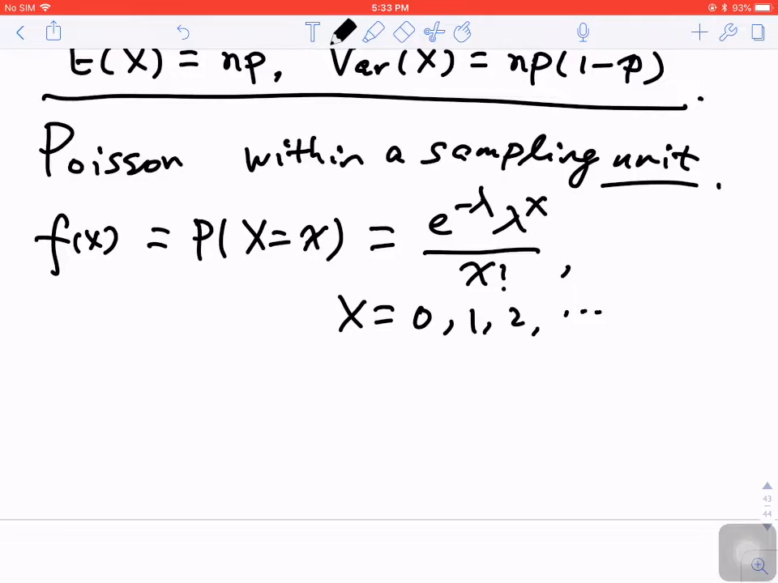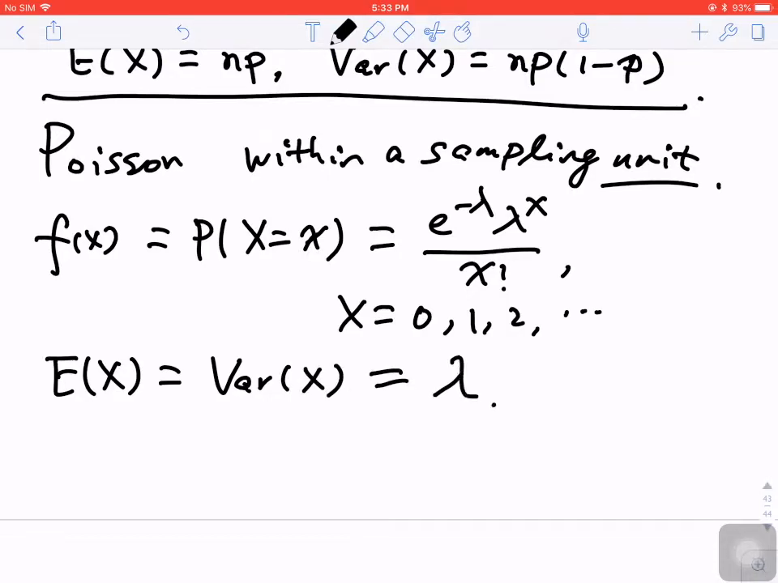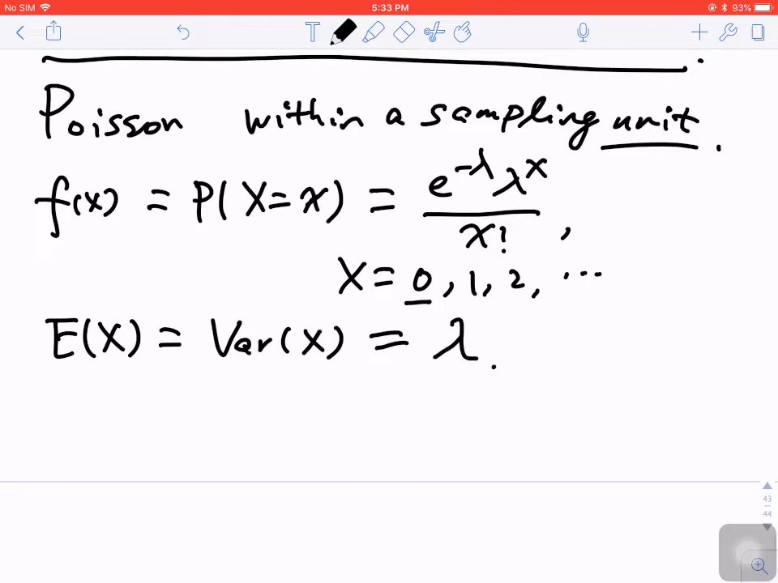Also, we know that it has a property that the expectation is equal to its variance, which is equal to this lambda. We call this lambda the rate parameter. So that's the Poisson distribution. Remember, Poisson starts from 0 to infinity. So that's all for chapter 5.